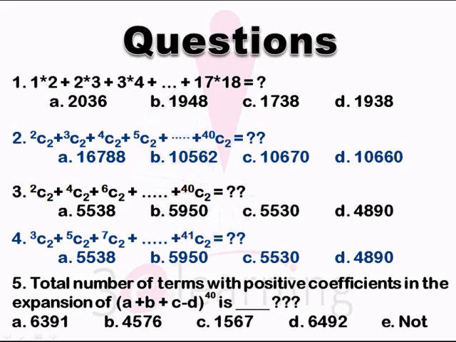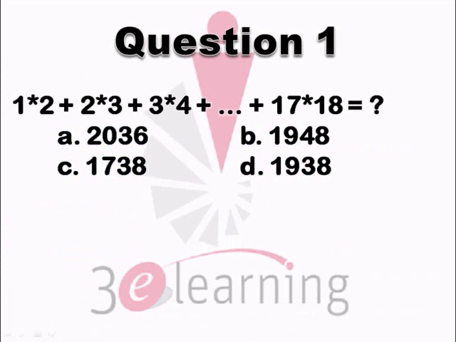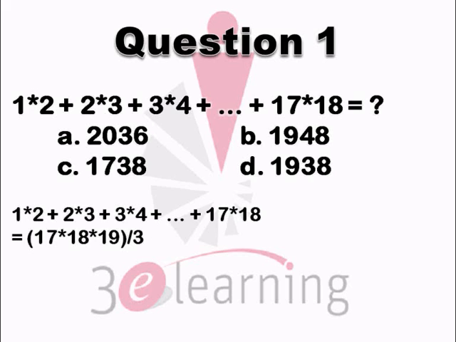Okay, let's start. Our first question is 1 into 2 plus 2 into 3 plus 3 into 4 plus dot dot dot till 17 into 18. So we can say 1 into 2 plus 2 into 3 till 17 into 18 is nothing but 17 into 18 into 19 divided by 3, which we can further say is nothing but 17 into 6 into 19.